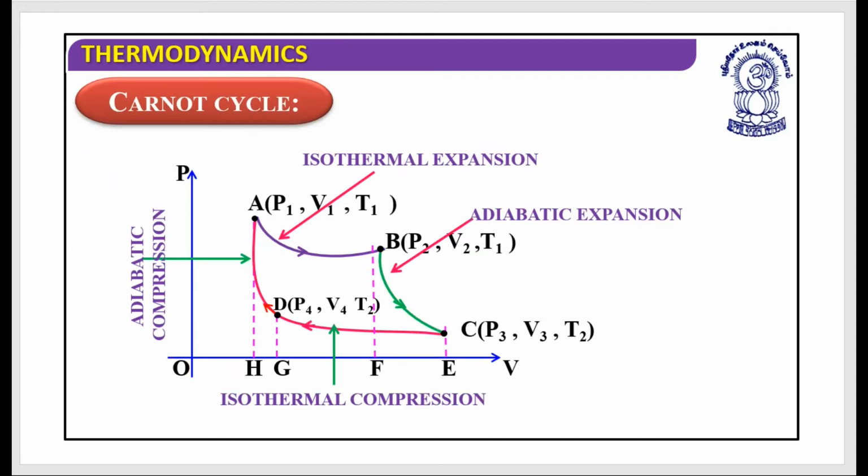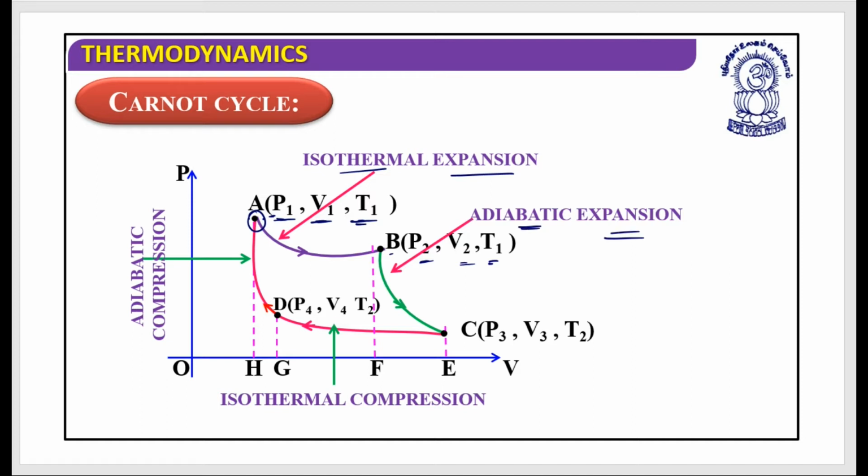Now let's look at the Carnot cycle. This is the first step, and the state variables of the gas are: pressure P1, volume V1, and temperature T1. First we go through the isothermal expansion, from point A, which is P1, V1 and T1, to point B, which is P2, V2 and T1. This is the isothermal expansion.